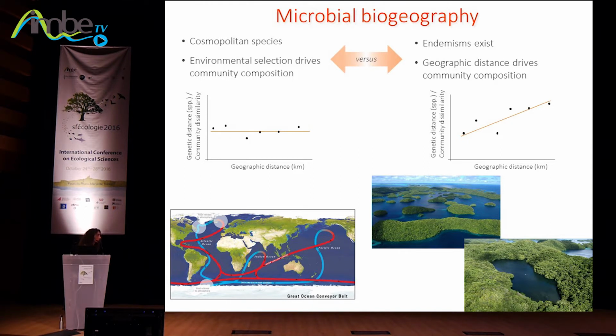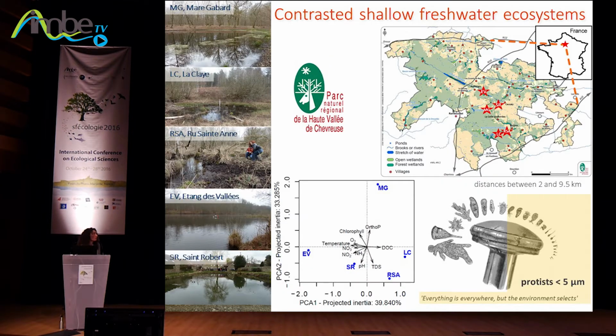So there are many studies ongoing trying to tell apart one or the other and really describe the real situation. We have also contributed to some of them, and so this is a study that we did on 4 different shallow lakes plus a brook, the Rue Sainte-Anne, located close to one another, between 2 and 9 kilometers away, in the Parc Naturel Régional de la Haute-Vallée de Chevreuse, close to Paris.